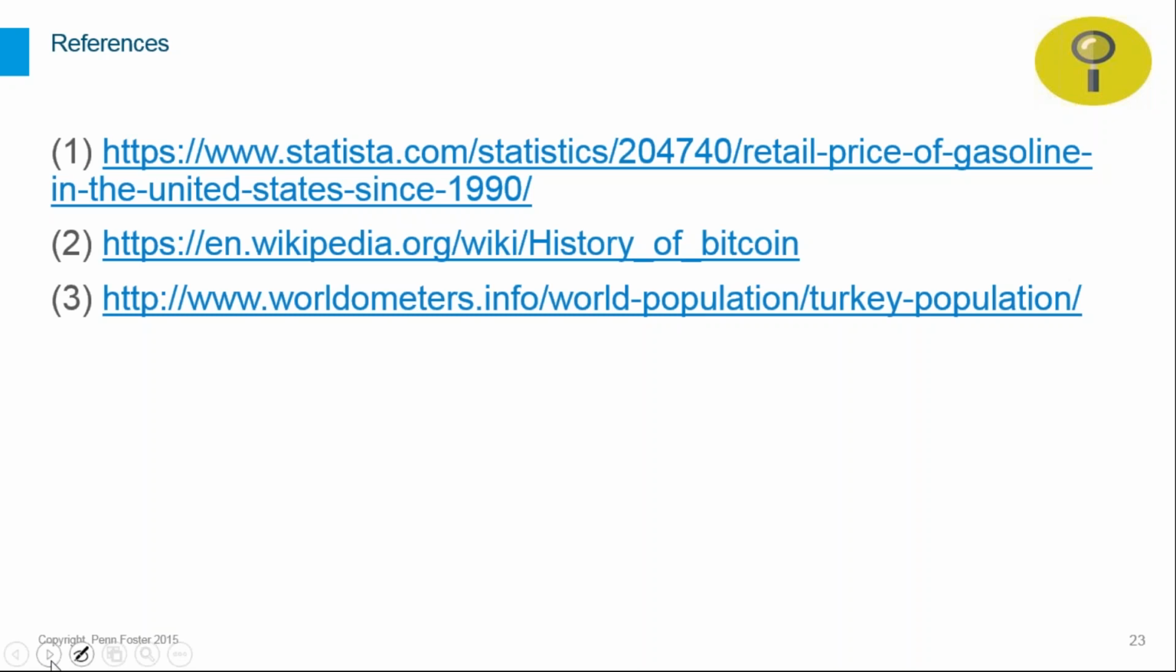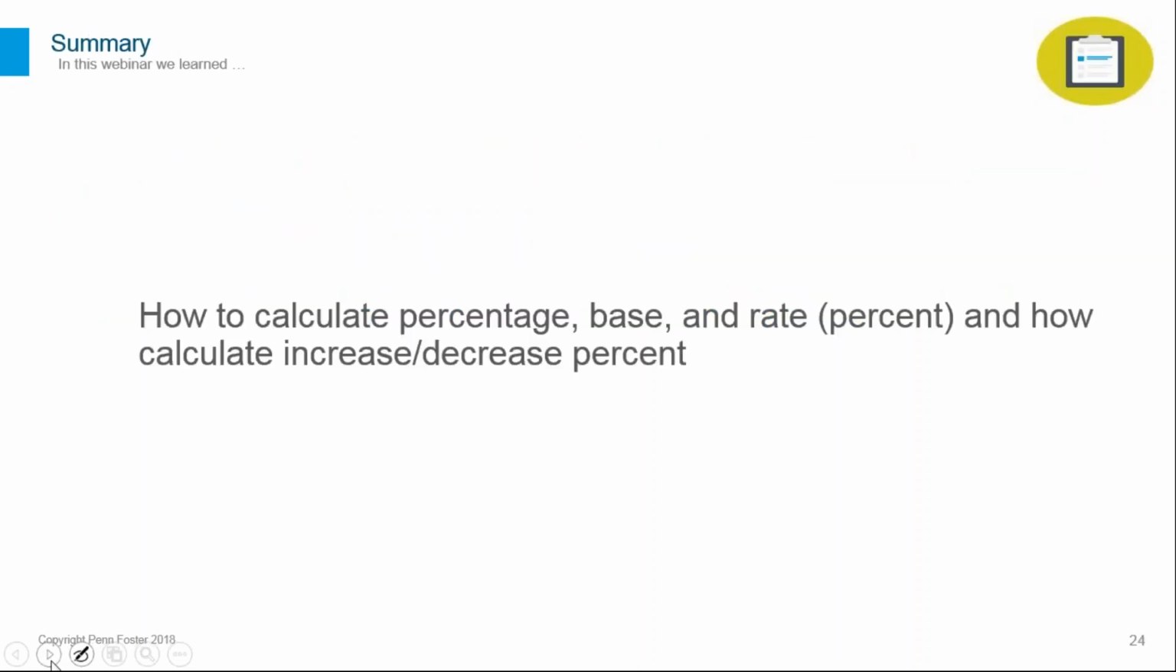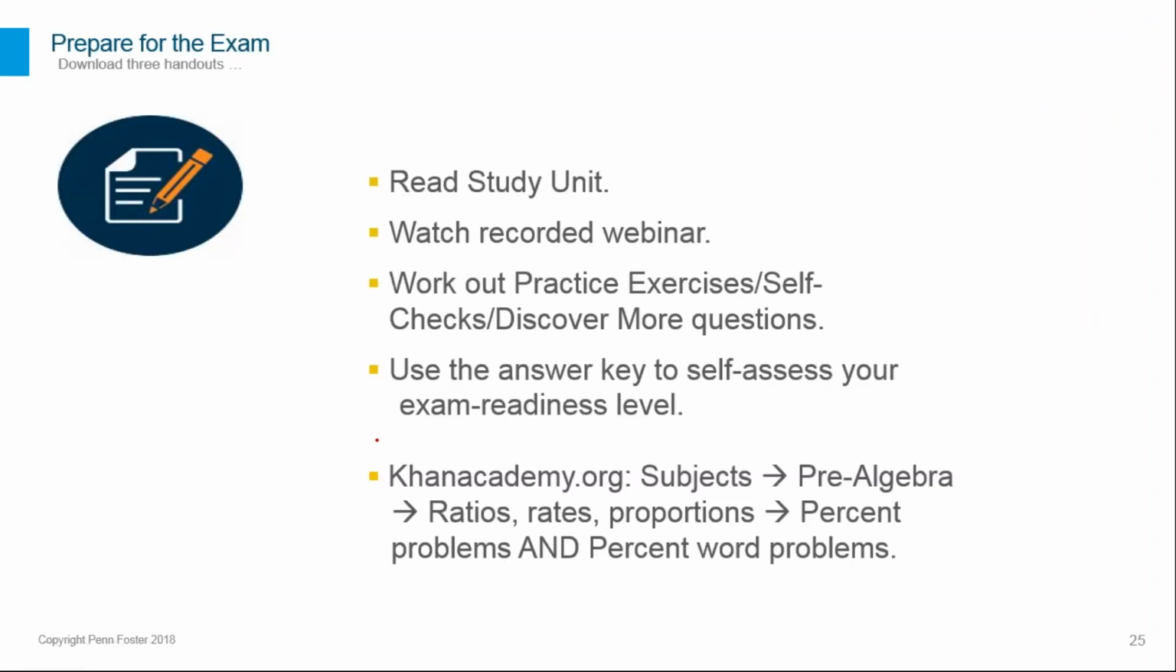These are my references for the factual information I used to make up my problems, if you want to check that. And we just went over how to calculate the percentage, the base, and the rate using the formula P equals B times R. We did study how to find or calculate the percent of increase or decrease.